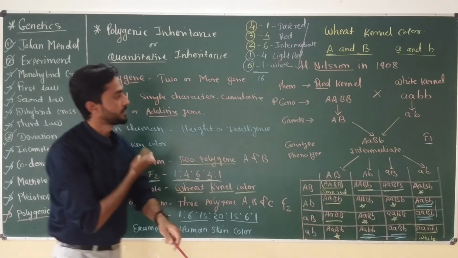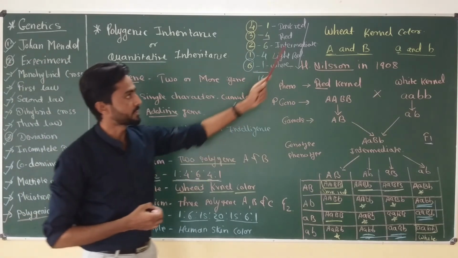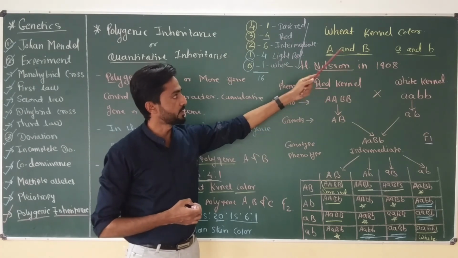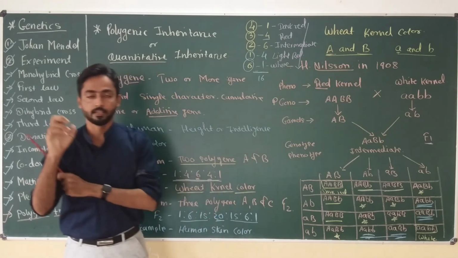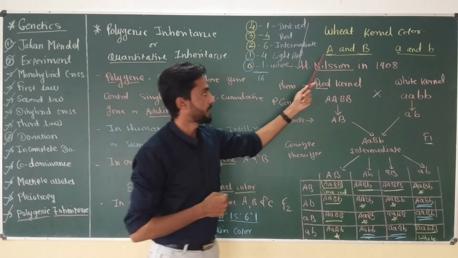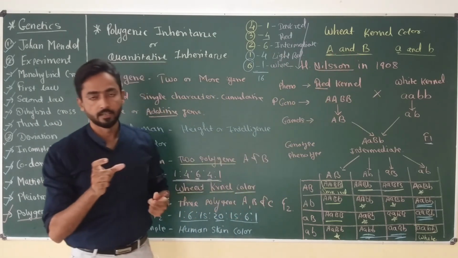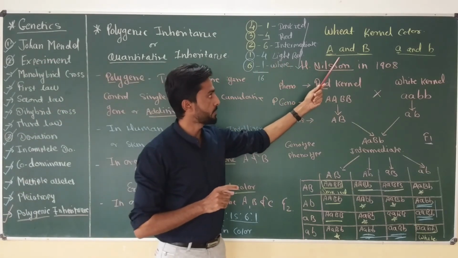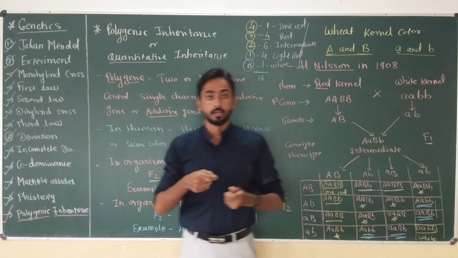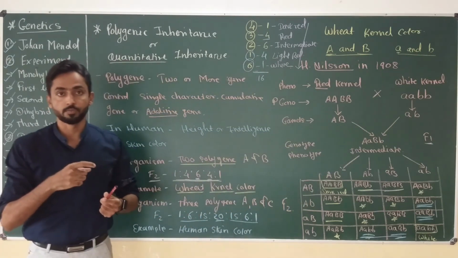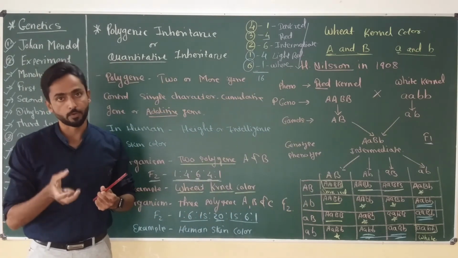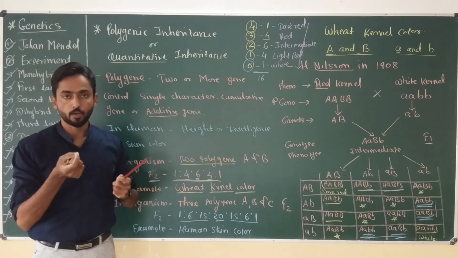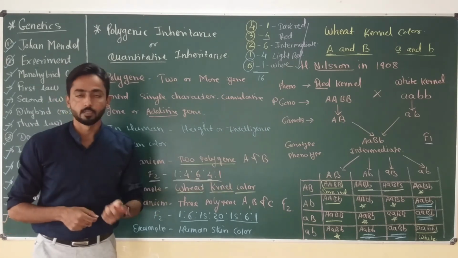So this is the inheritance pattern of wheat kernel color, which was discovered by H. Nielsen in 1908, and wheat generally shows two polygenes, capital A and capital B, which decide the kernel color. Both these genes have a dominant as well as a recessive form. The number of dominant genes is directly proportional to the quantity of pigment produced. So these genes ultimately affect the quantity of pigment produced, which finally decides the phenotype of the wheat.